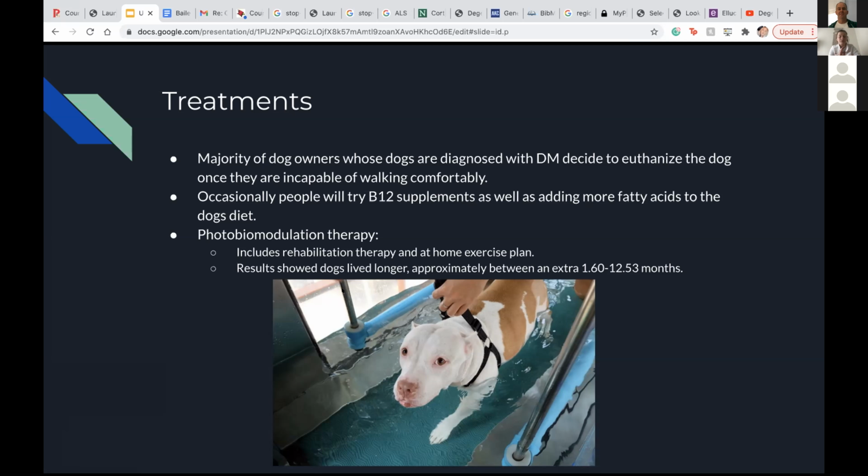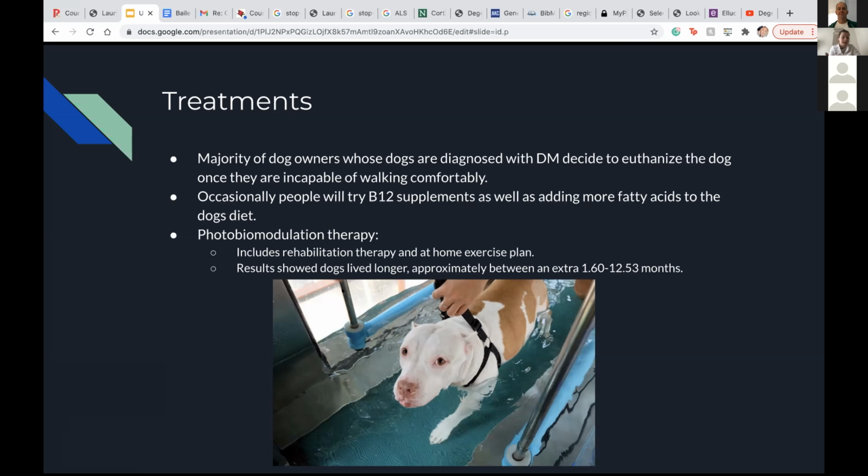So in group A, they noticed that dogs who were treated with photobiomodulation therapy, compared to dogs who were not treated at all, lived up to 12.53 months longer. And then dogs in group B, who had a less extensive treatment plan and at-home exercise plan, lived only up to 1.6 months longer than a dog who had no treatment at all.